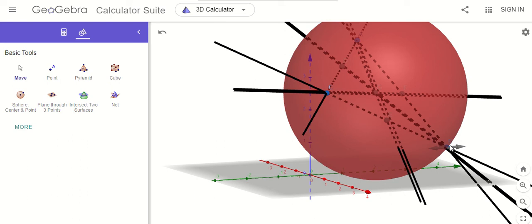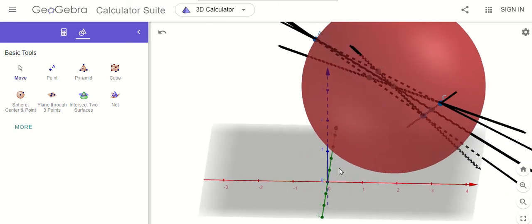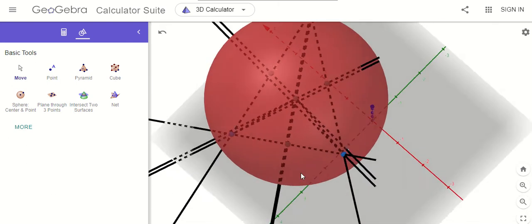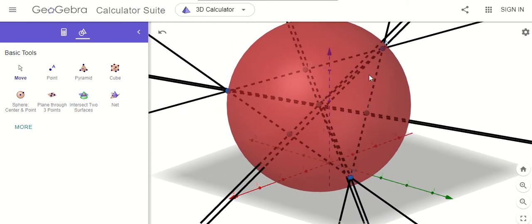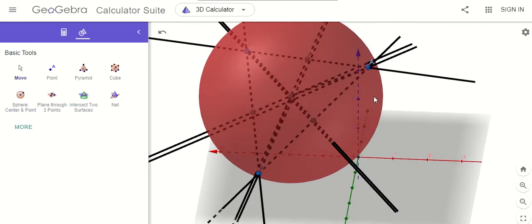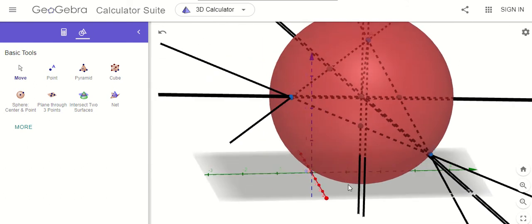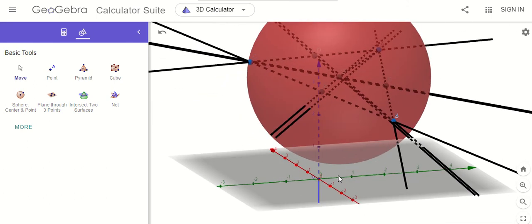You can see that we have point P, point C, and point A. They are on the surface of the sphere in here. So it means the technique we just did is correct.